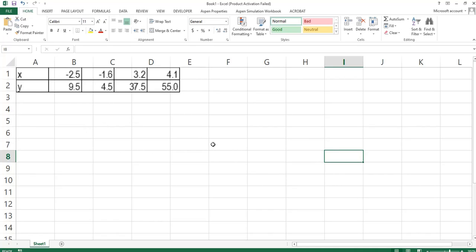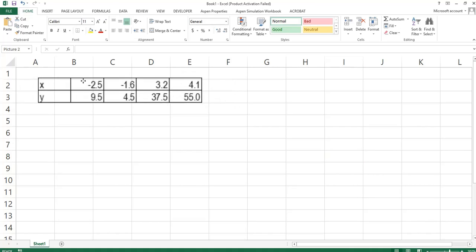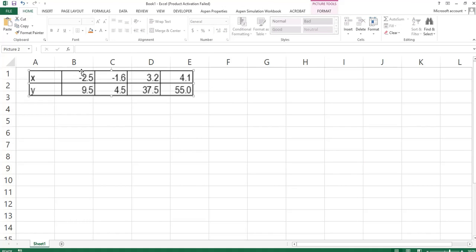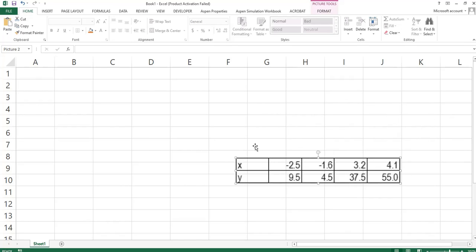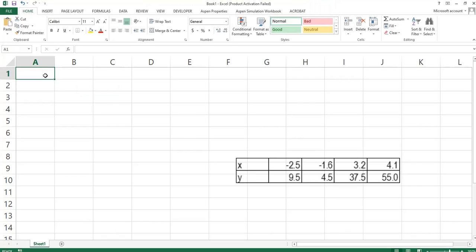Now, I want to insert the graph, XY plot. So we'll just select okay, this. Now add these values. Just copy that as a picture. So let me insert the values here.